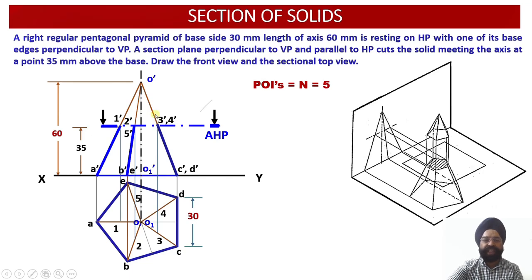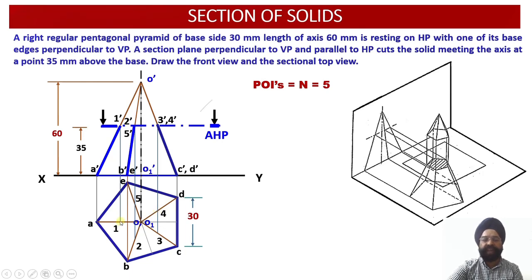So from 4', which was lying on the slant edge O'D', once again I am going to draw the vertical projector till it meets the plan projection line of the slant edge, that is OD. So it cuts OD at this point. So point 4 is also located.